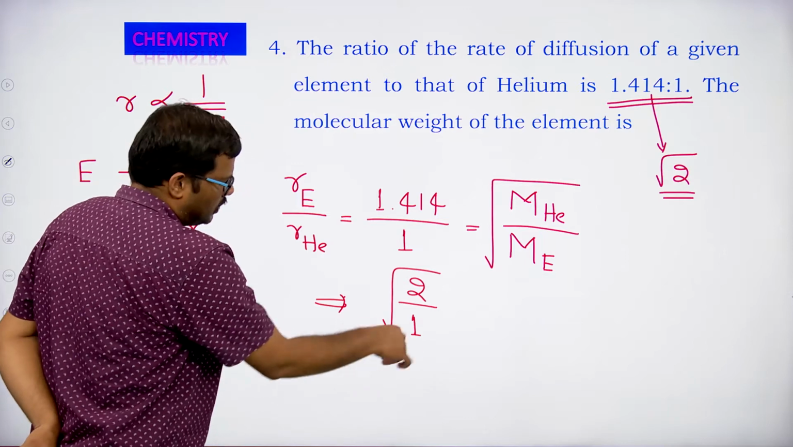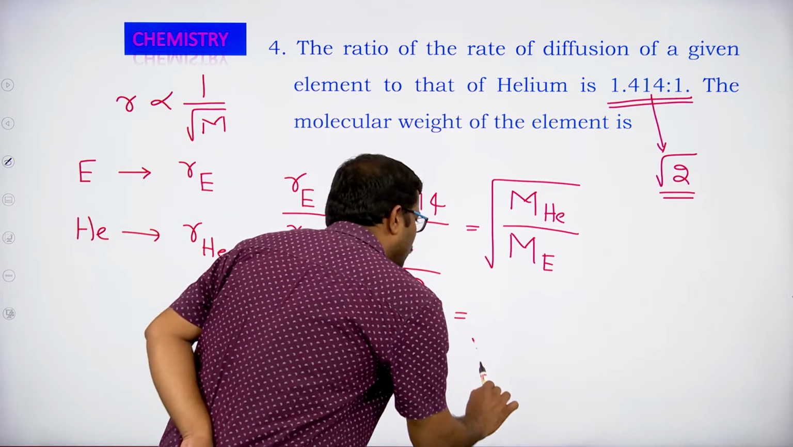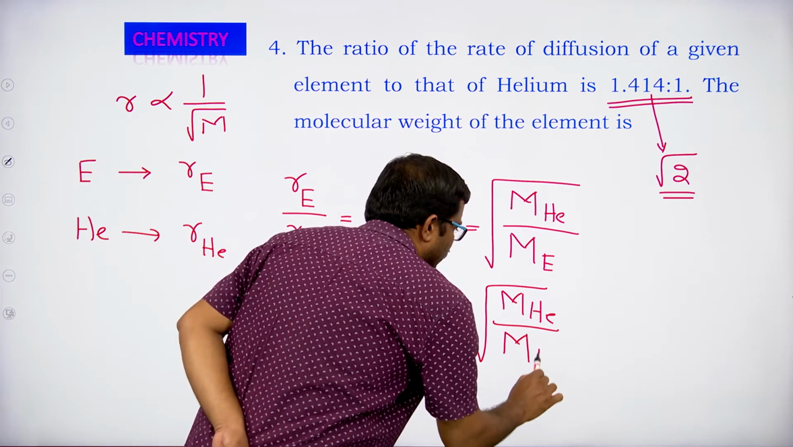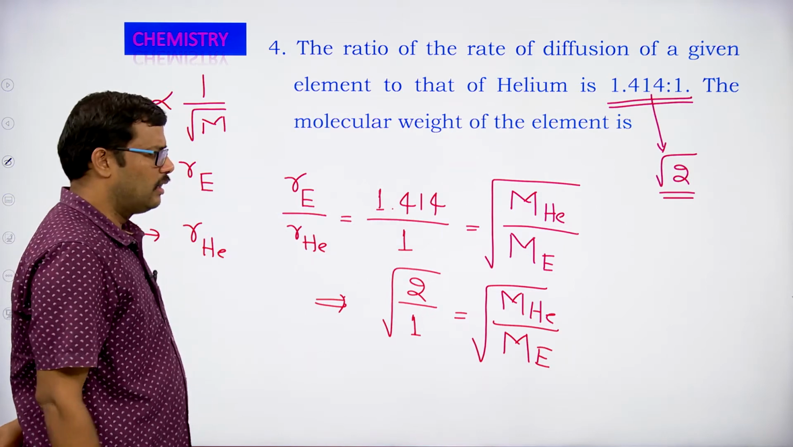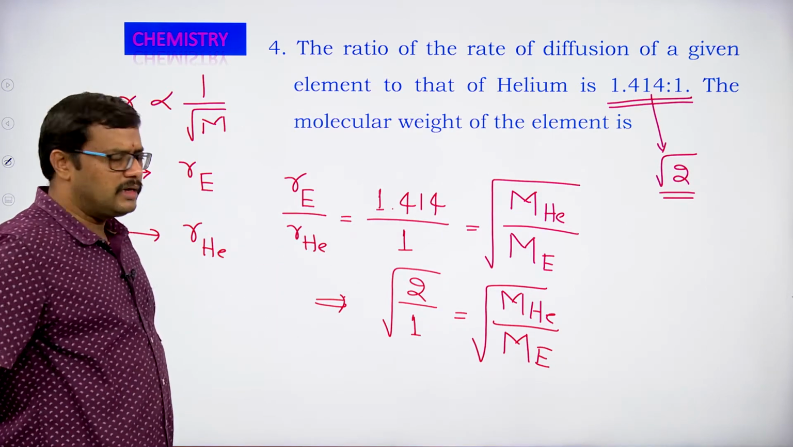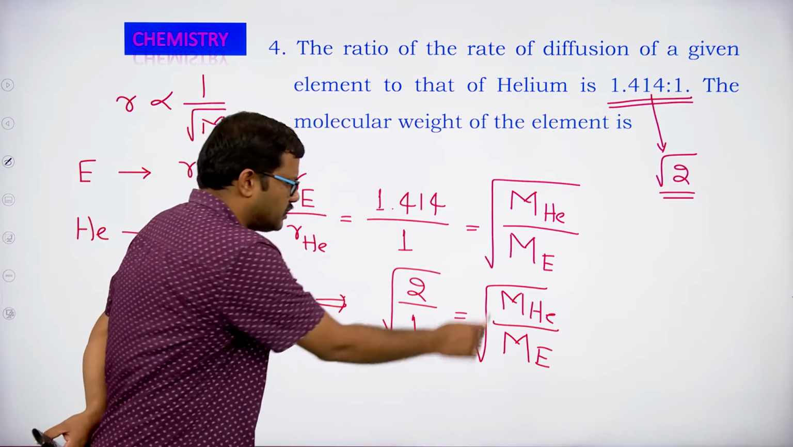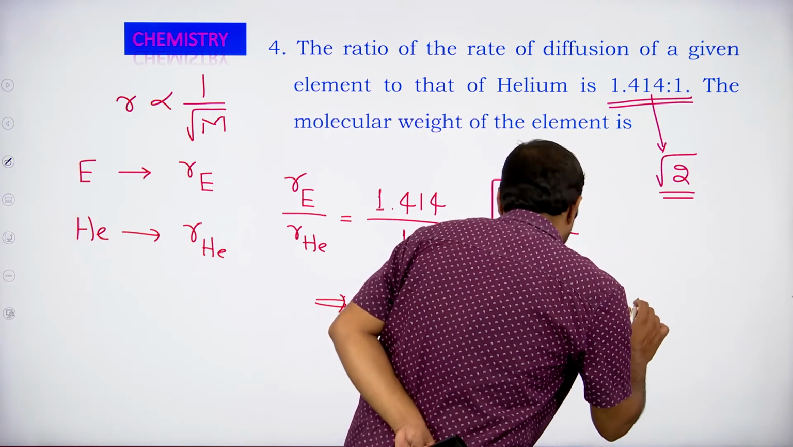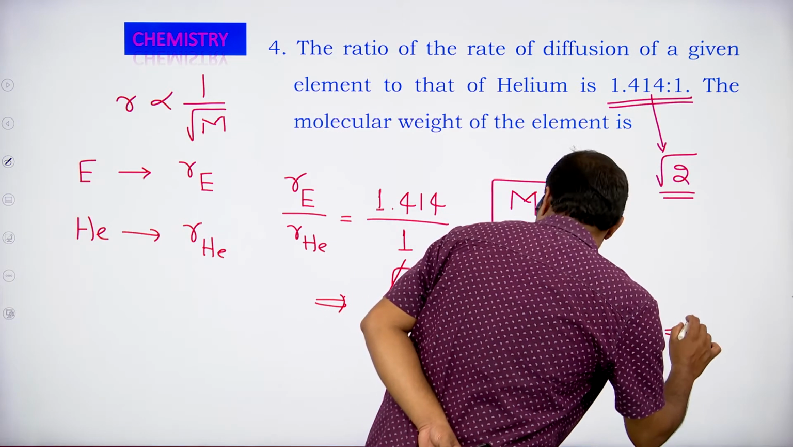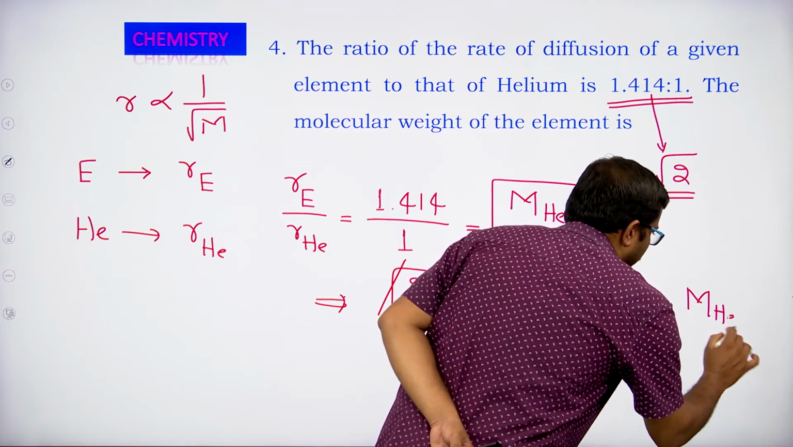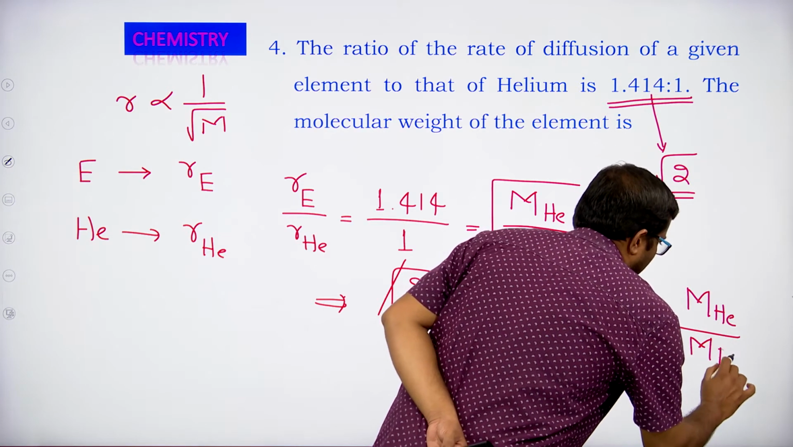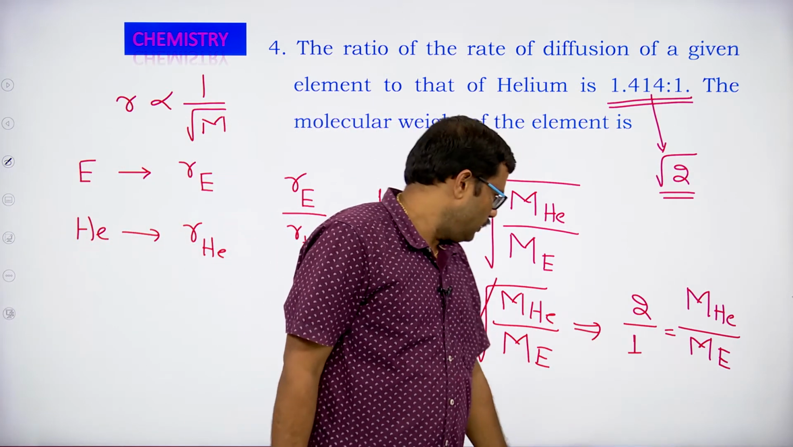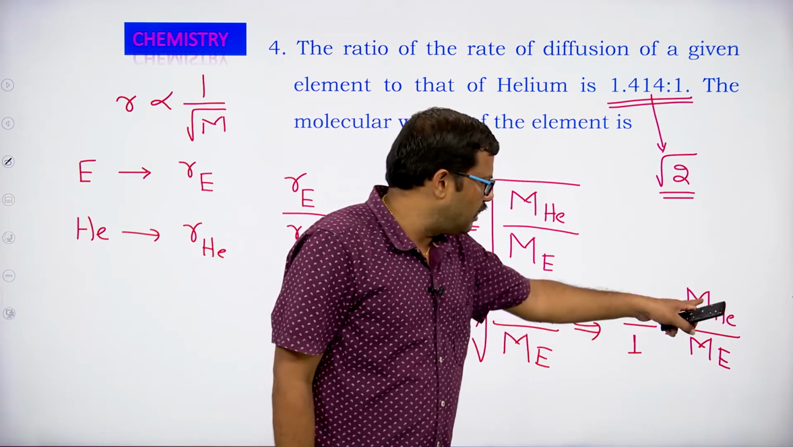So I am keeping the 1 also in the root and I am writing in this fashion, which is equal to the square root of the molecular mass of helium to the molecular mass of the element. Okay. When squares are present on the left hand side as well as the right hand side, we can just cancel by squaring them. So automatically the value will be 2 by 1, which is equal to the molecular mass of helium by the molecular mass of the element.